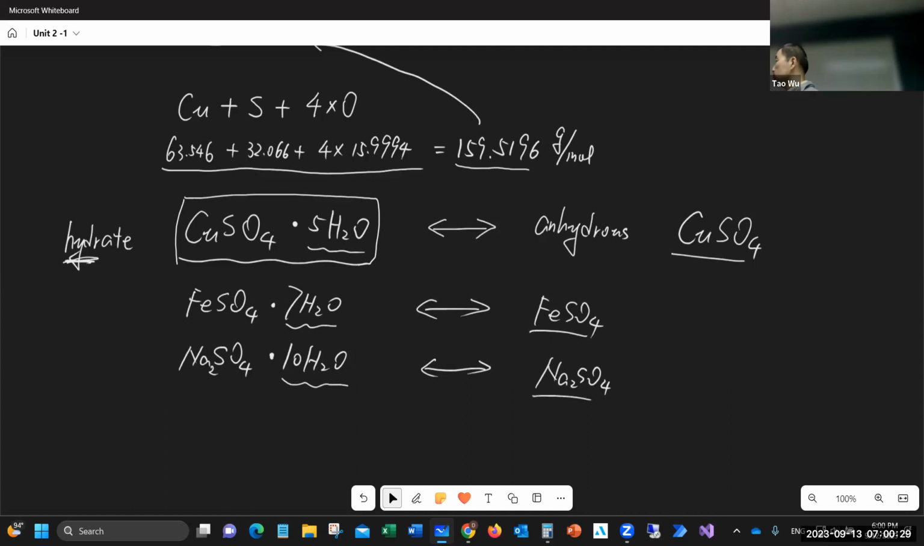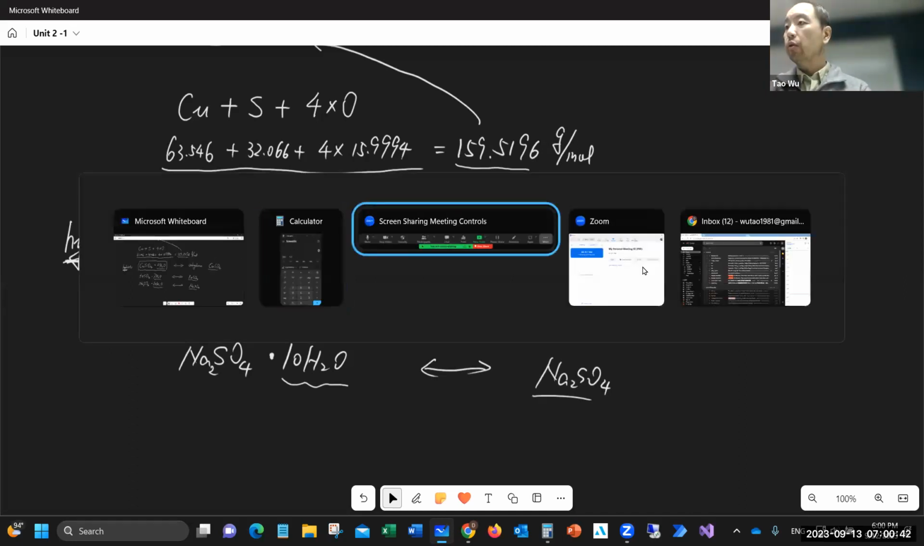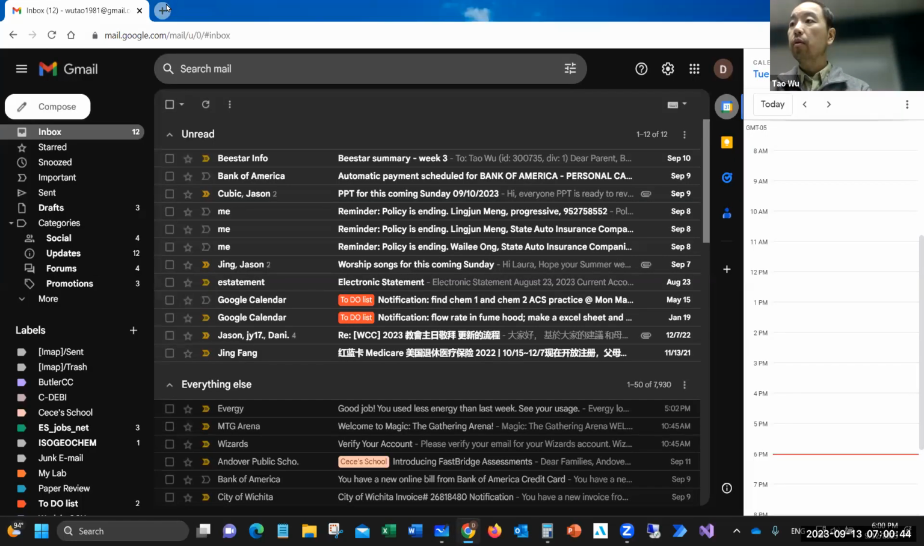It's not a crystal. It's not very good looking. But once you combine the water there, there are very beautiful crystals. Okay, they are very beautiful crystals. I can show you some of the examples.